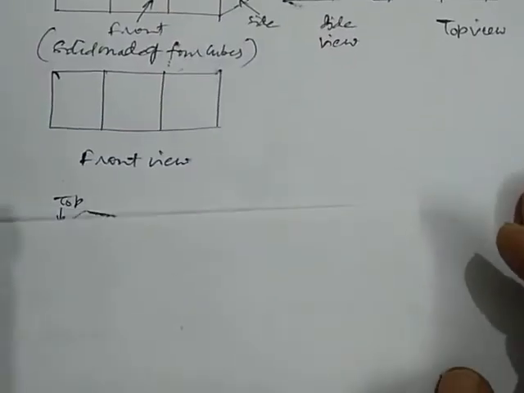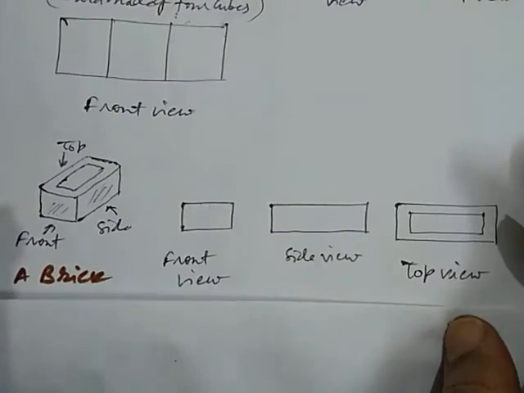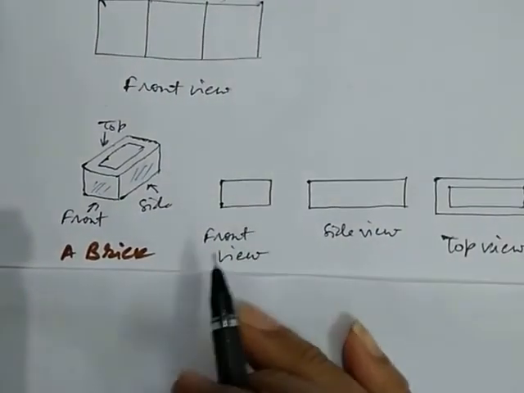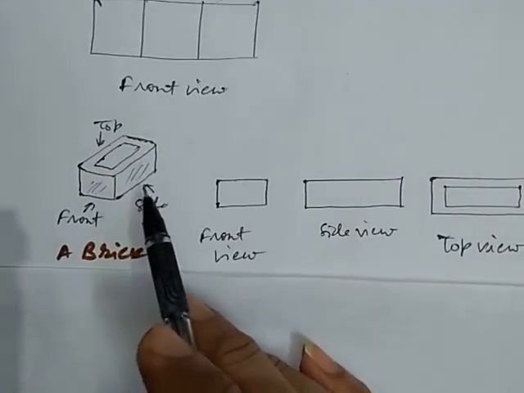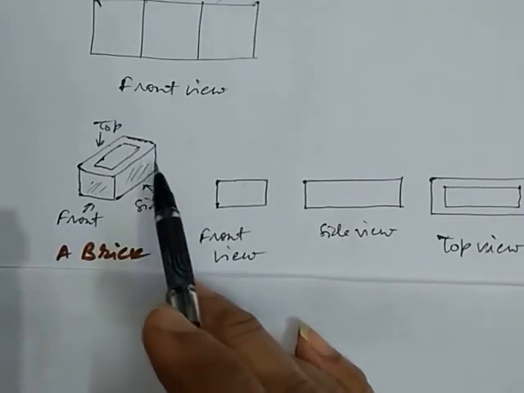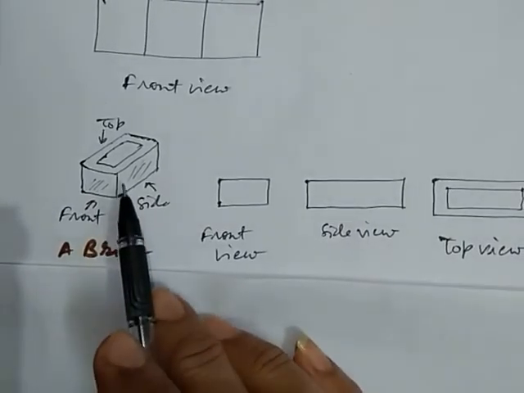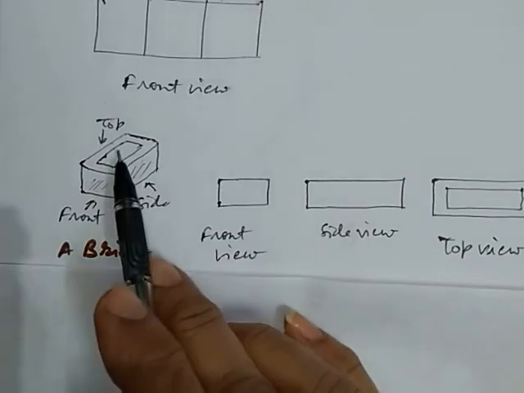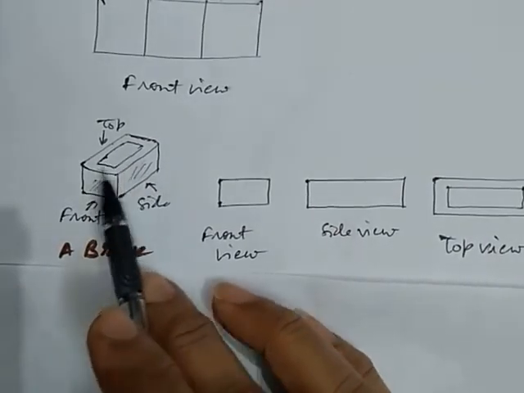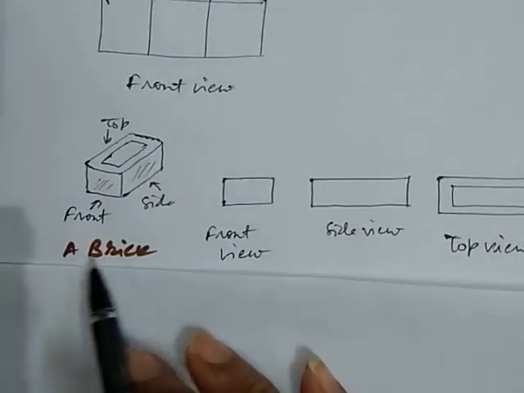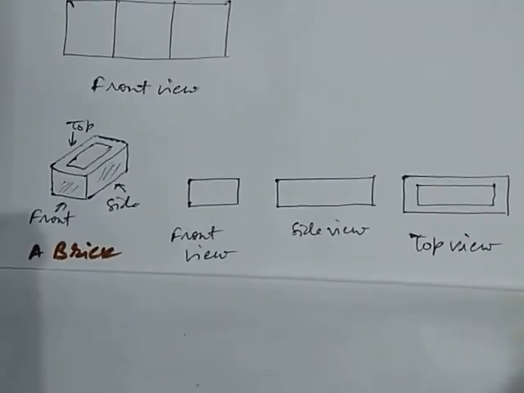Now, if we take a brick, everyone knows the brick. Bricks are used to make buildings. Okay. This is a brick. This is the 3-dimensional view of a brick. This is the top of the brick, this is the side, and this is the front. So a brick looks like this, but these are the different views of this brick.